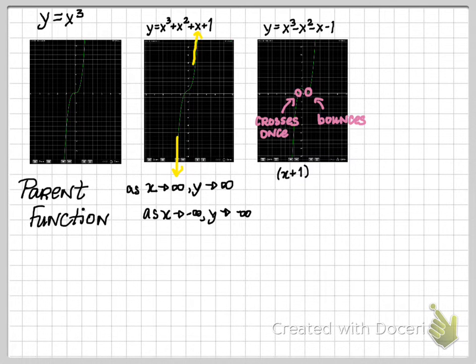Again, that's because one of your zeros is -1, because when x equals -1, x plus 1 equals 0.